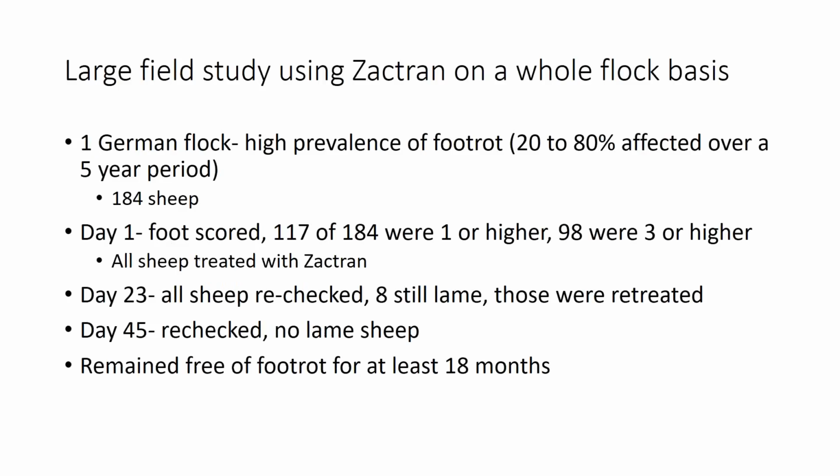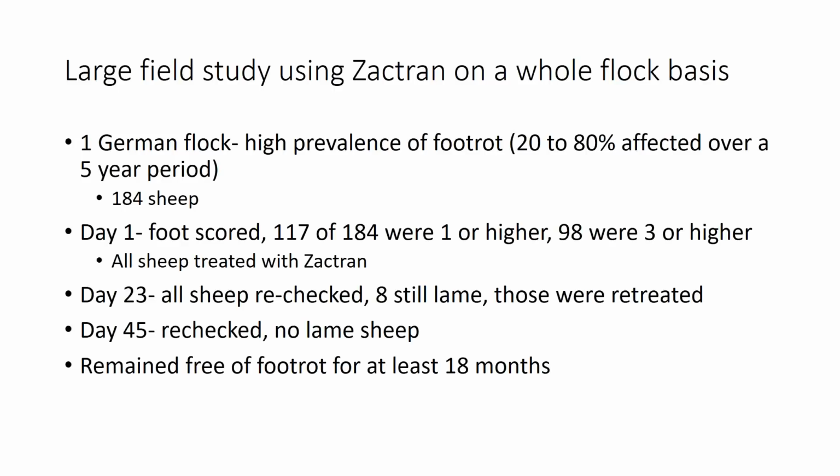Another part of their study was a large field study using Zactran on a whole flock basis. They used a German flock that had a very high prevalence of foot rot, anywhere from 20 to 80% depending on the year. They used about 184 sheep and scored them on day 1 just like the other study. Of the 184, a majority, 117, had some hoof issue. They were at least a 1 or higher, and a significant amount, 98, were a 3 or higher. So all sheep, regardless of their foot score, were treated with Zactran.